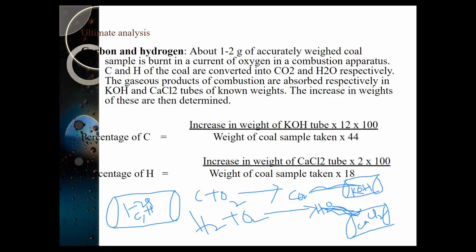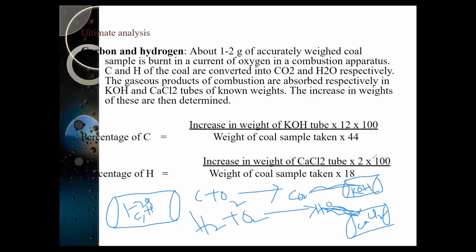Now the next formula, for percentage of hydrogen, is the increase in the weight of the calcium chloride tube. Why are we writing this? Because the water molecule, which has hydrogen, is absorbed by the calcium chloride. So, increase in the weight of calcium chloride tube divided by weight of coal sample taken, into hydrogen atomic weight divided by water molecular weight.